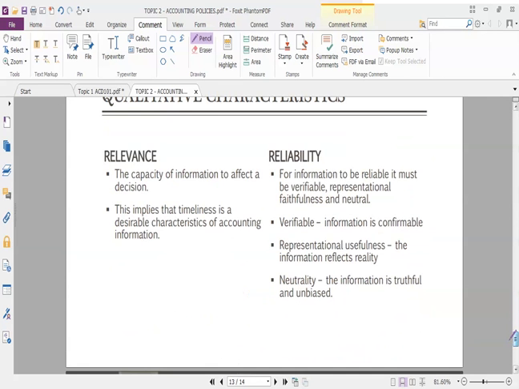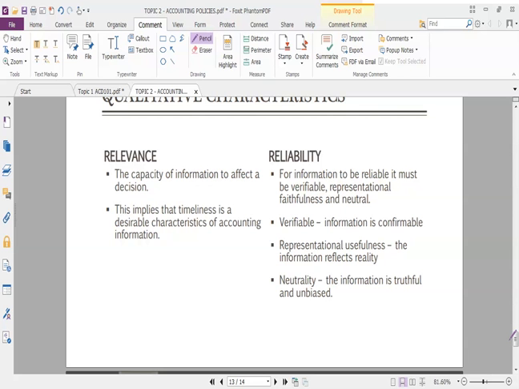Then let's look at relevance: the capacity of information to affect a decision. This implies that timeliness is a desirable characteristic of accounting information. Your information must be relevant, so the data that you get from your source document must be relevant to the accounting period, so that the information is relevant for you and your users.